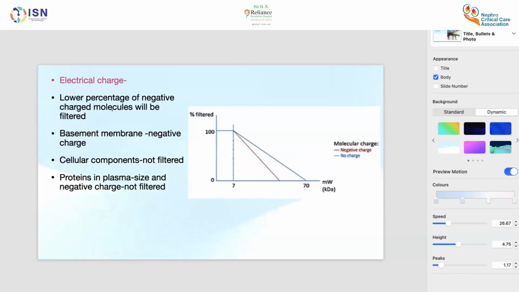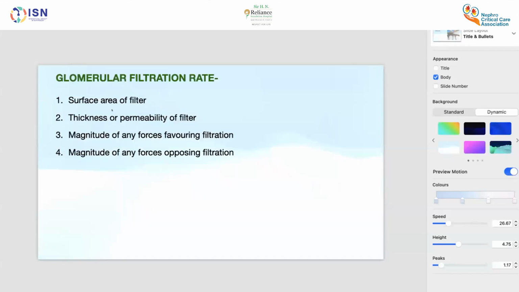A lower percentage of negatively charged molecules will be filtered. The basement membrane itself has a negative charge, and the cellular components are not filtered during this filtration. The proteins in the plasma, because of their size and negative charge, are not filtered in the system.